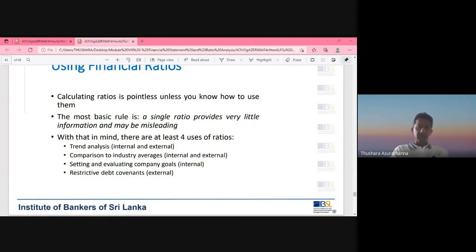That's obvious, right? Whatever you are going to do, there may not be an advantage for us if you do not know what exactly the purpose of these ratios is. Hence, you need to understand the purpose, advantages, or uses of these ratios. Another point is that a single ratio provides very little information and may be misleading.